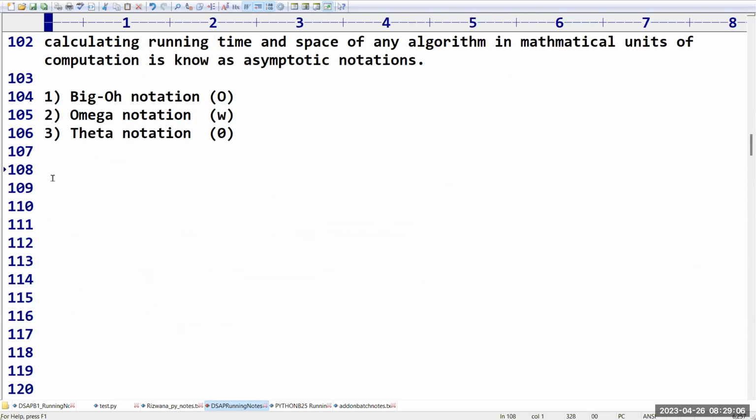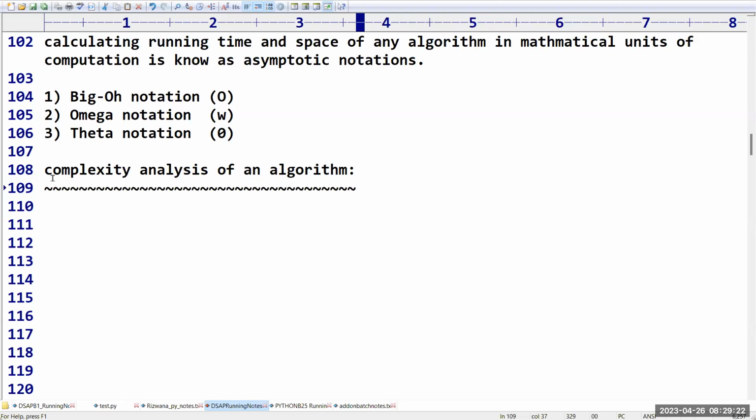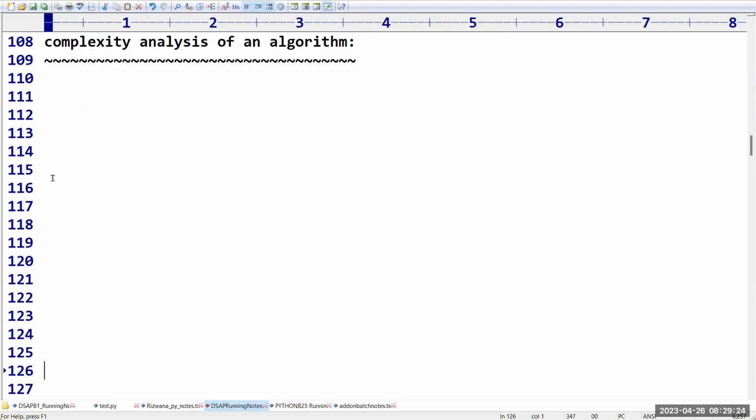So next, complexity analysis of an algorithm. How are we going to measure this complexity? There are some cases, and by using those cases we are going to measure the complexity. The first case is worst case complexity.